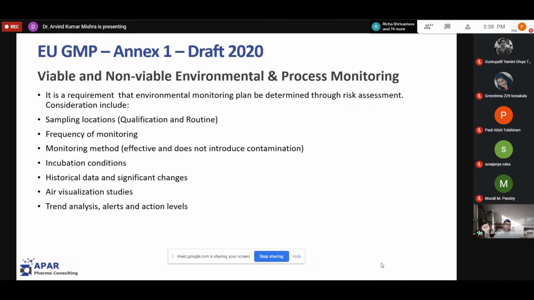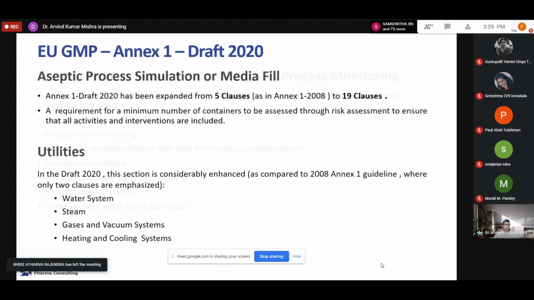In my experience, I have seen that most of the companies doing air visualization studies take the help of outside people, and they don't look into whether this is done in the right manner or not. Similarly, there is a system called media fill, which is a sterility assurance.